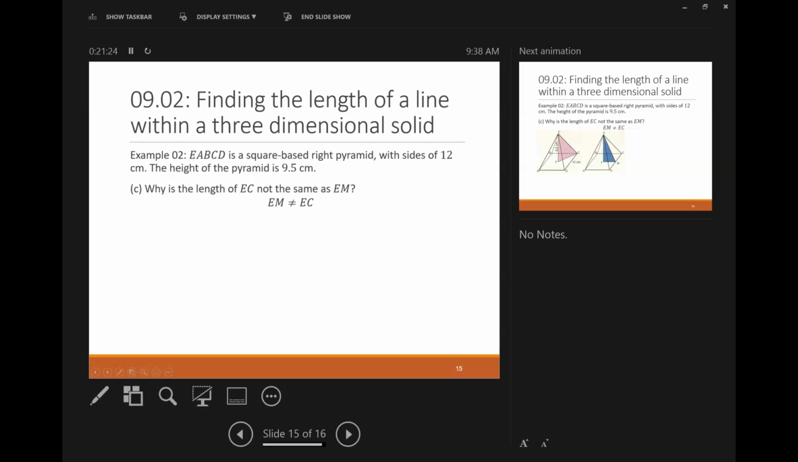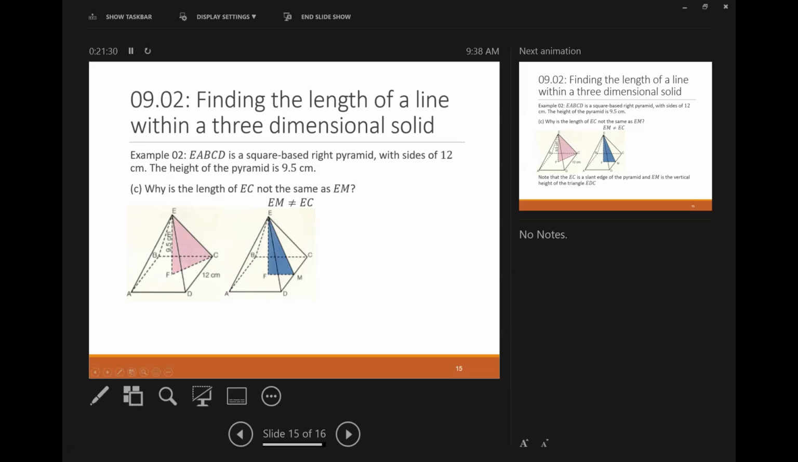And then part C says, why is length of EC not the same as EM? Well, they're definitely different segments, right? So, for example, a decent answer would be, if we take a triangle that includes EM and EC, it might be the triangle EMC. Everybody agree with that? Yes? That's a right triangle, correct? Because EM is a height for the triangular face there, which makes EC the hypotenuse for that right triangle, which has to be the longest side. It can't be equal to another.